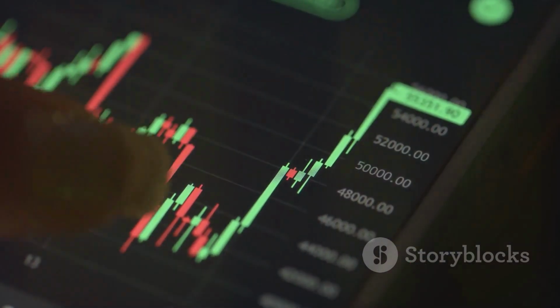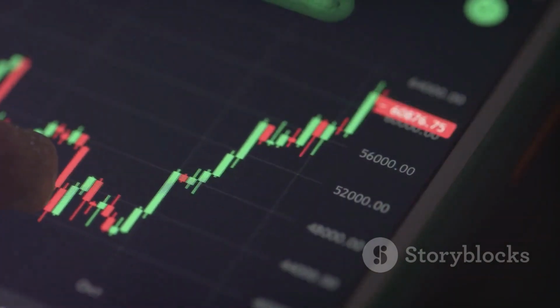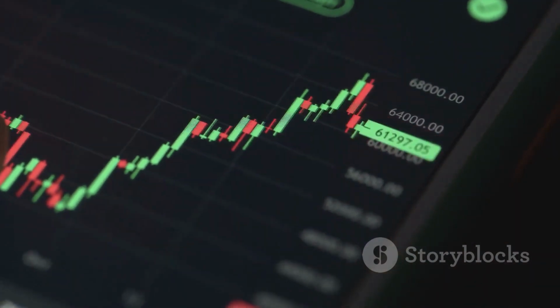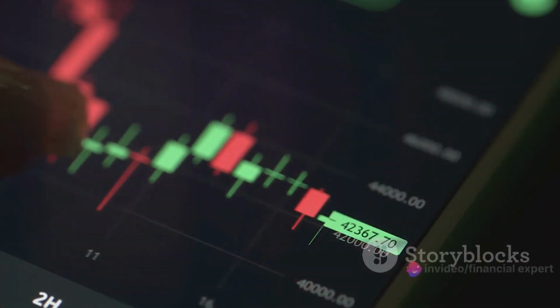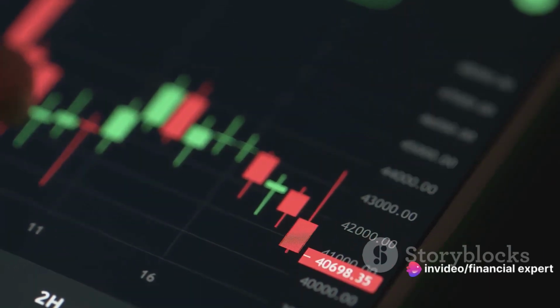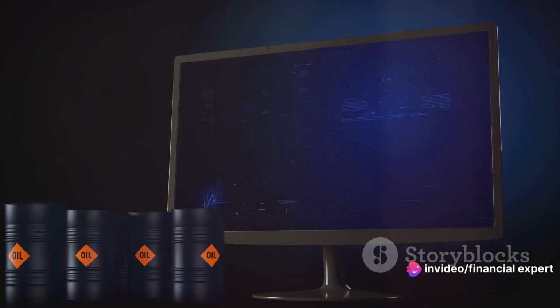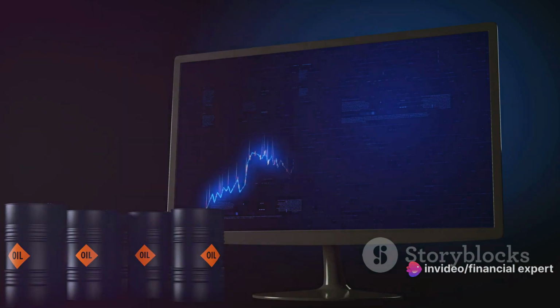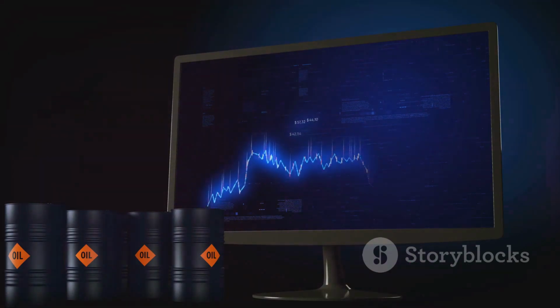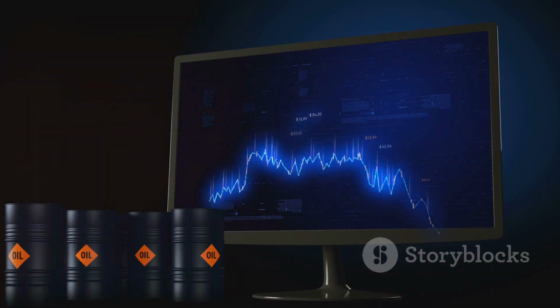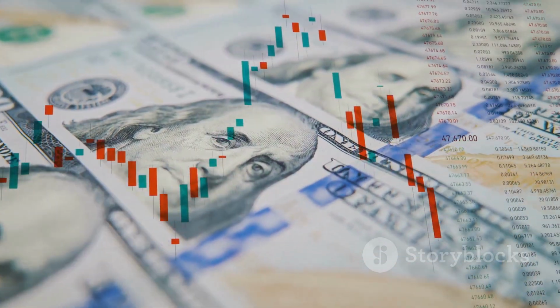Lastly, we have the sideways trend, also known as consolidation. Imagine walking on a flat surface. A sideways trend is when prices are moving within a relatively stable range. This trend indicates that the forces of supply and demand are relatively balanced. It's like a yellow light advising investors to wait and watch for a clearer signal.